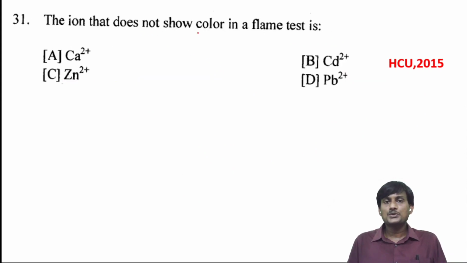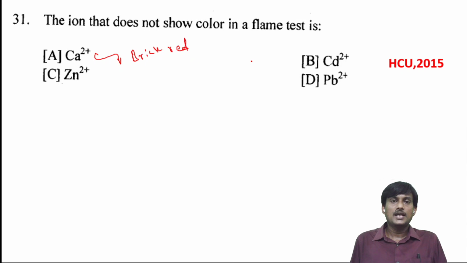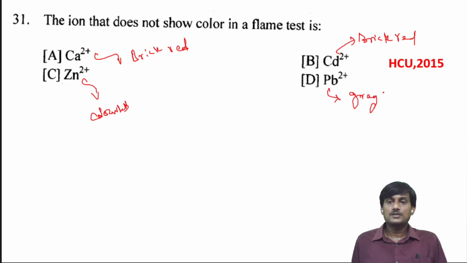The ion that does not show color in the flame test: Ca2 plus exhibits brick red, and cadmium also brick red. And this one is colorless, and this one is gray or sometimes blue color. Okay, each and every one of Ca2 plus, Cd2 plus, Zn2 plus, and Pb2 plus exhibits a flame test. Here there is no correct option.